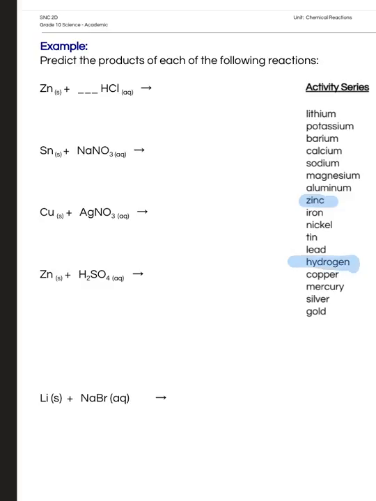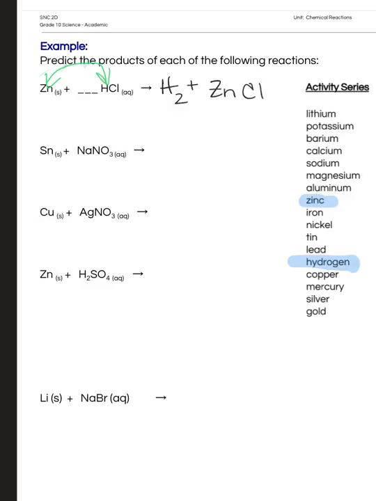It's right here. Now zinc is higher than hydrogen, so that means my zinc and my hydrogen are going to switch. Sorry, I forgot to switch it back to the pencil. So my zinc and my hydrogen are going to switch, which means in my products I'm going to have my hydrogen, which is diatomic so it has to be 2, plus my zinc.